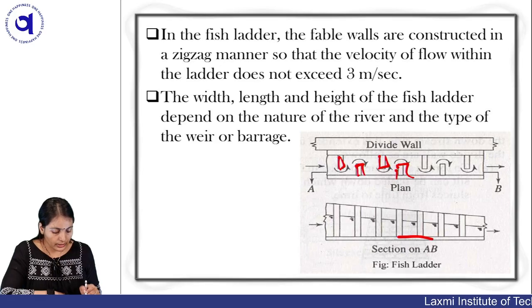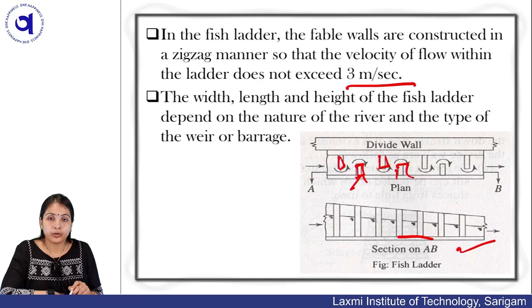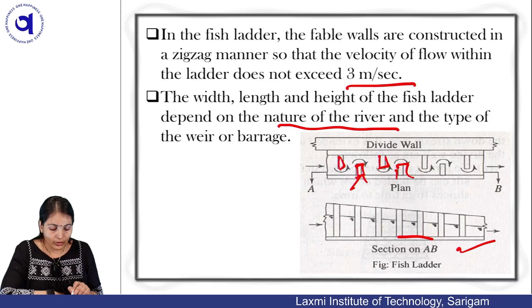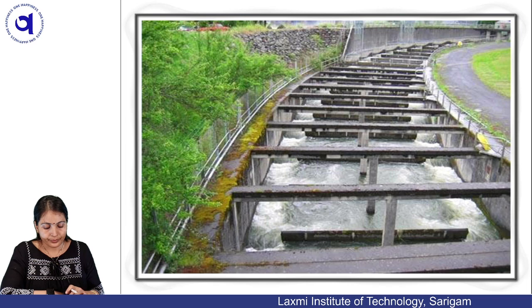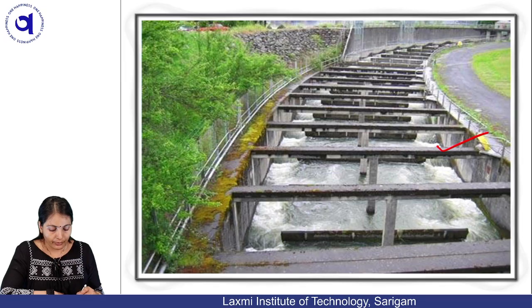See the section here. In the fish ladder, baffle walls are constructed in a zigzag manner, so the velocity of flow within the ladder does not exceed 3 meters per second. The width, length and height of the fish ladder depend on the nature of the river and the type of weir or barrage. The practical picture of this fish ladder you can see over here.